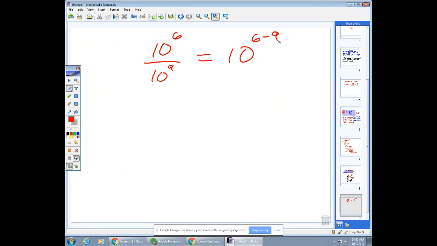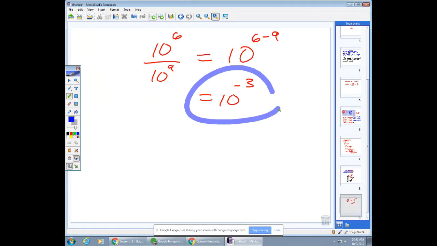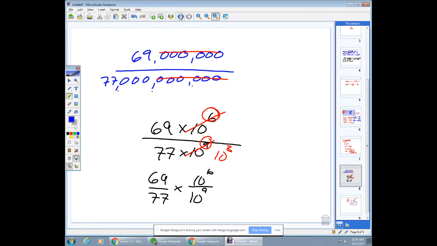Okay, so now I have to deal with negative numbers. That was part of the prep last night. Hopefully you guys did. So this is equal to 10 to the -3rd. Does 10 to the -3rd have any relationship to dividing by 10 to the 3rd? They're the same thing, just two different ways to write it.